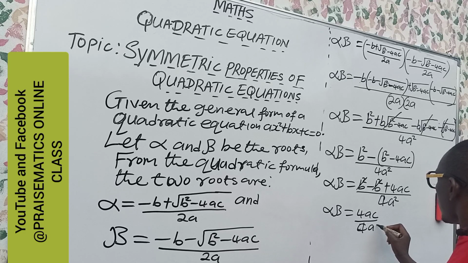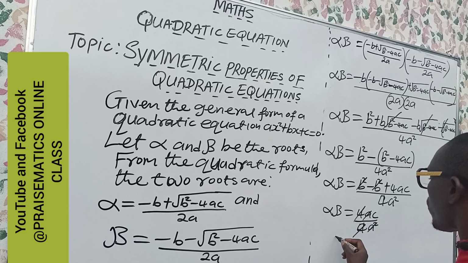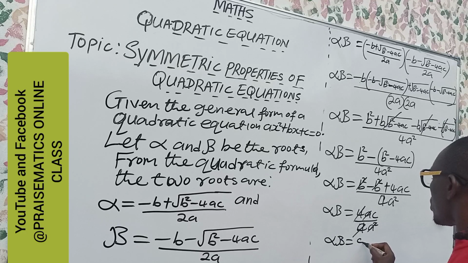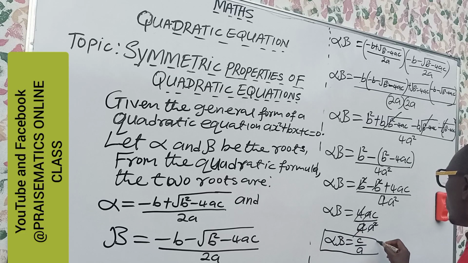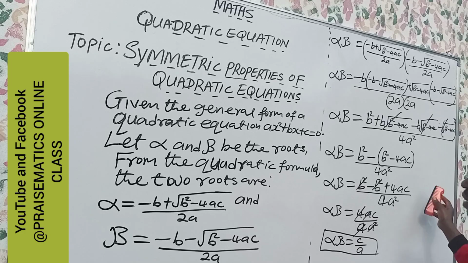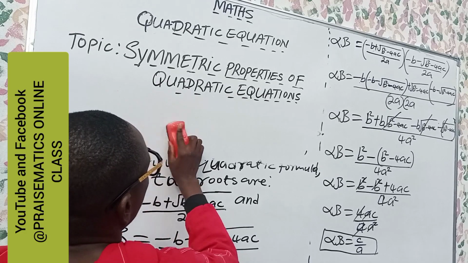So this 4 will cancel out, and a will cancel out. Now we have alpha beta is equal to c over a. This is very, very important. We call this the product of the given roots. Alpha beta is always c over a. So the product of the given roots is c over a. Very, very important, because we are going to make use of it in solving questions.